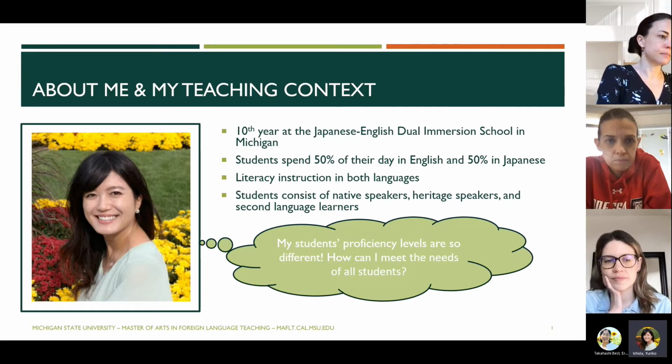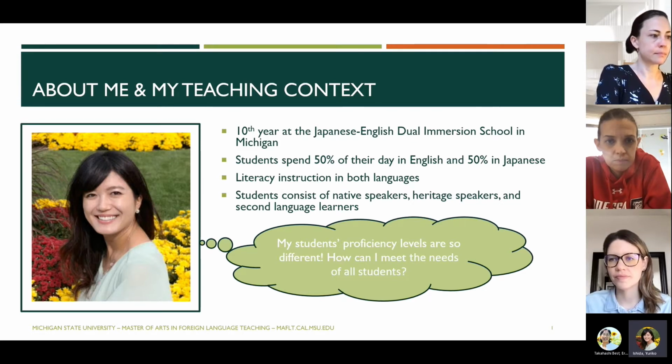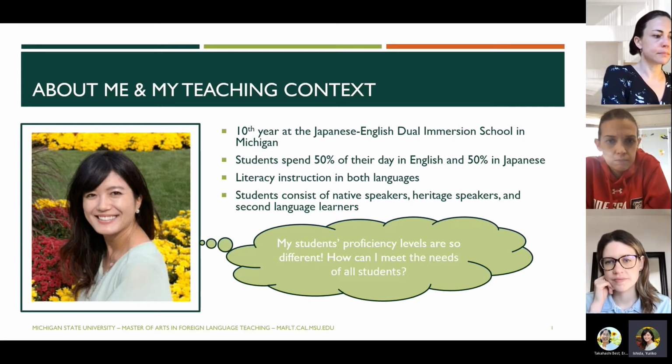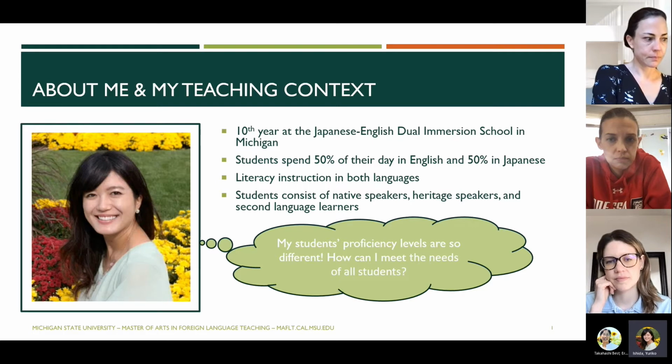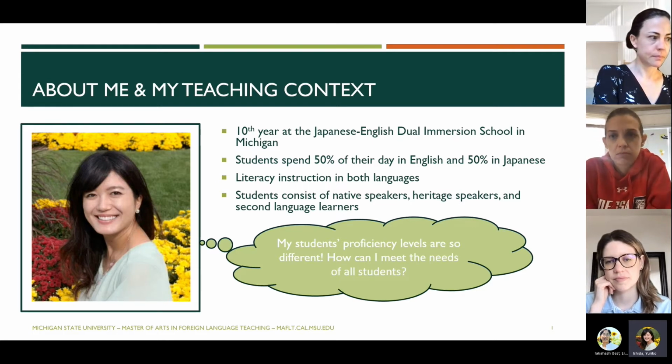I'm originally from Japan, and I'm a Japanese teacher at a Japanese English dual immersion school in Michigan. In my school, students spend approximately 50% of the day in English, learning literacy, science, social studies, and math, and another 50% in Japanese, also learning math and Japanese literacy. So there is literacy instruction in both languages in my school.